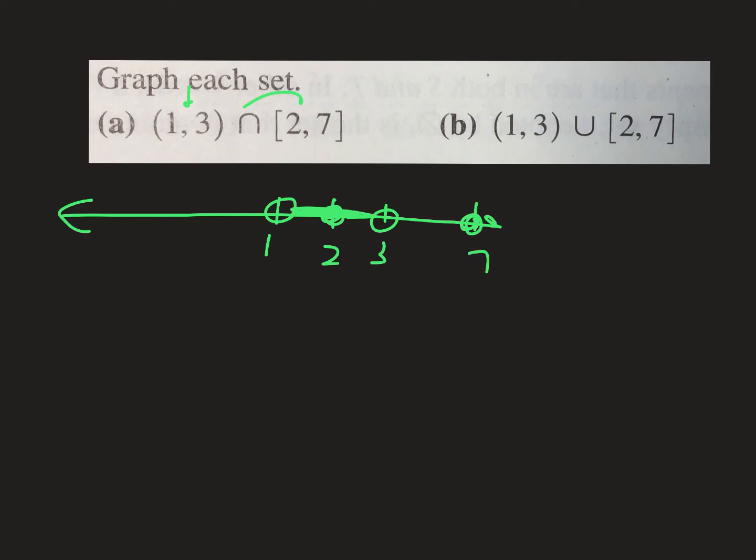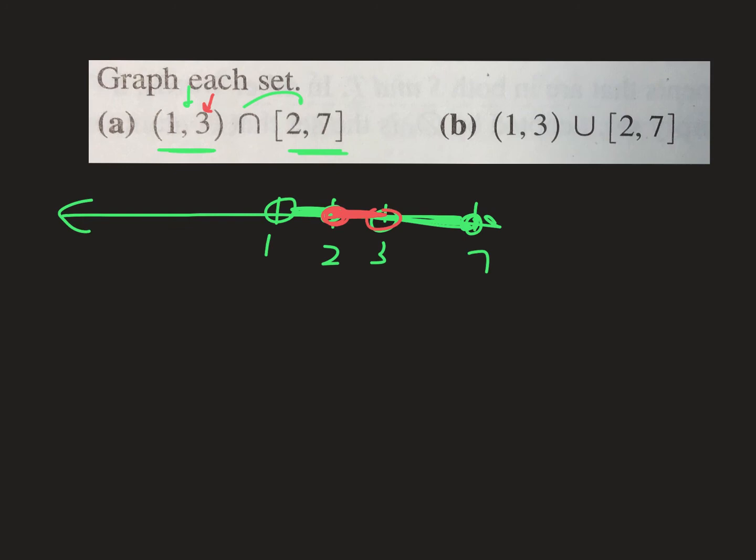Now, technically I would shade between the 2 and the 7 just like this, including the 2 and the 7, but it wants the intersection of the two. So the question becomes, where did I shade in both? The intersection of the two is between 2 and 3, including the 2 and not including the 3, because 3 is not included in that set. So it's the upside-down U, the intersection of the two.